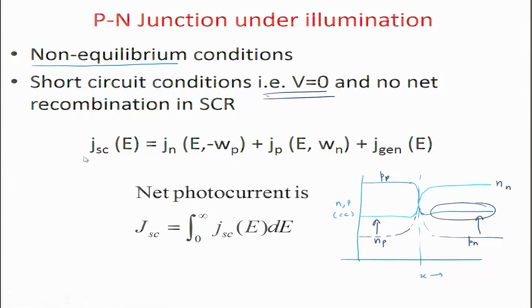So essentially, if I go to the previous slide, we are saying that short circuit condition means V is equal to 0. There is no net recombination in the space charge region. The JSC is equal to Jn at minus Wp plus Jp at Wn plus the J generation current. This generation current will start dominating, and the net photocurrent is now equal to the integration from 0 to infinity. You can do it from 0 to infinity, although you can do it from Eg to infinity also. So this is JSC; for a spectral current, you need to integrate for all the energies.